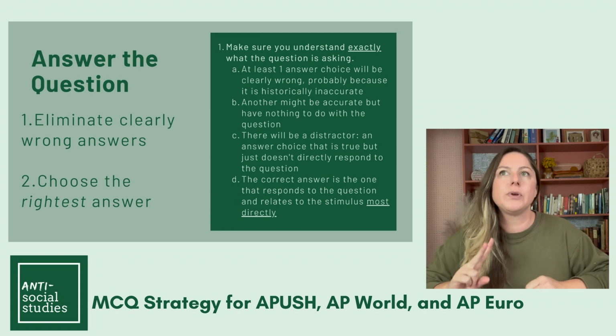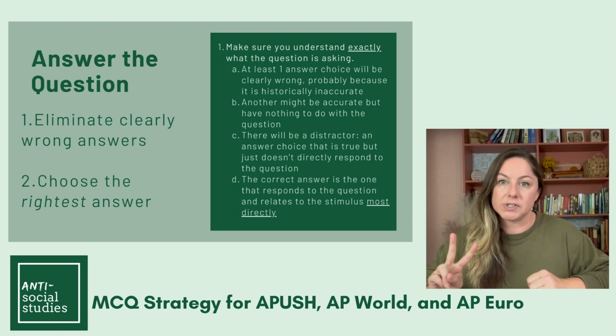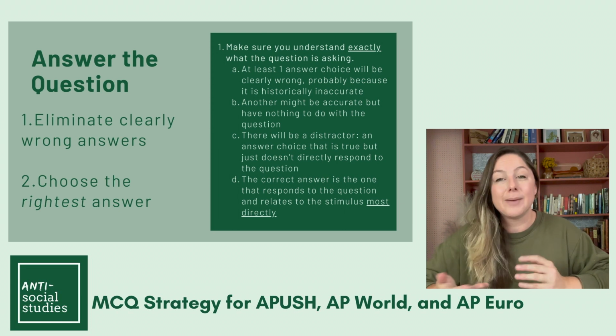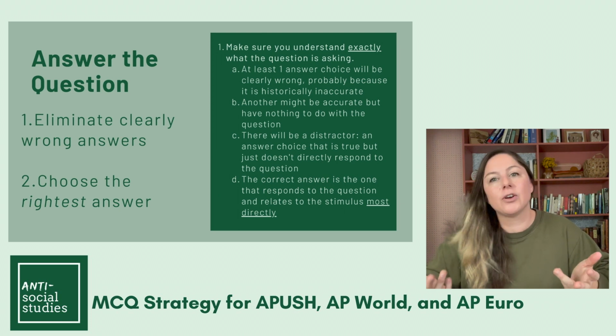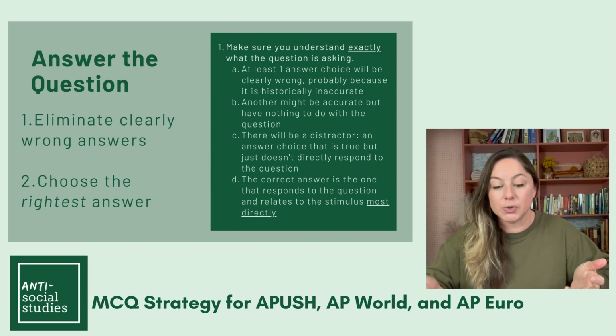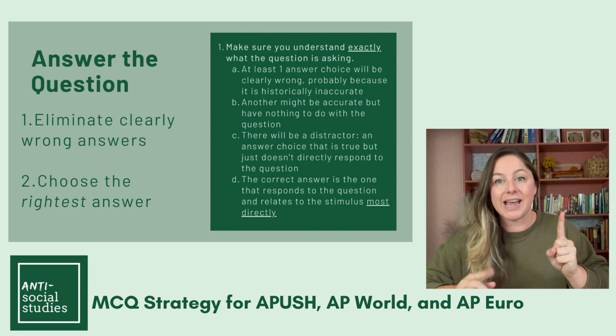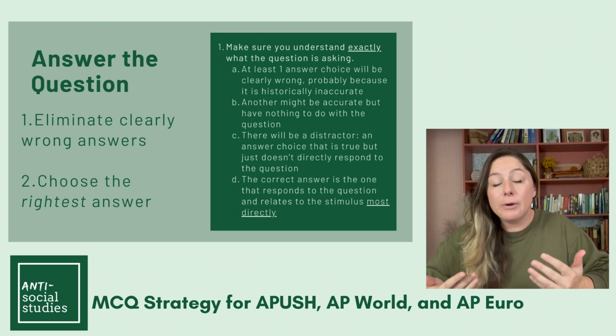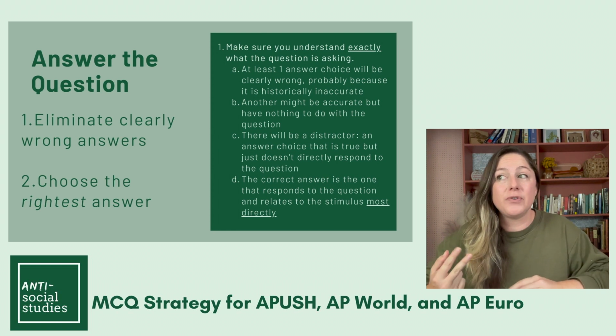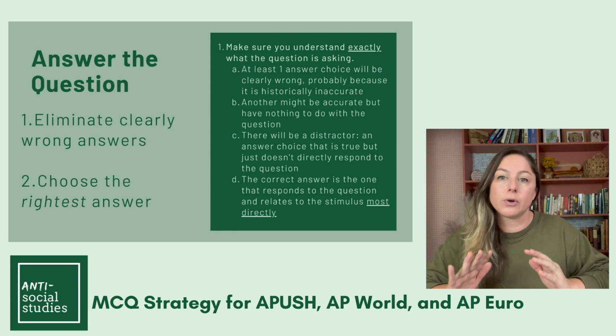But what happens if you get stuck between two answer choices? How do you know which one to choose? I mean, it's easier said than done, but picking the correct answer just means picking the answer choice that most directly responds to both the question you're being asked and the stimulus that they gave you. Now, if you've narrowed it down to two answer choices, you've already done most of the work. You're putting yourself in a really good situation.